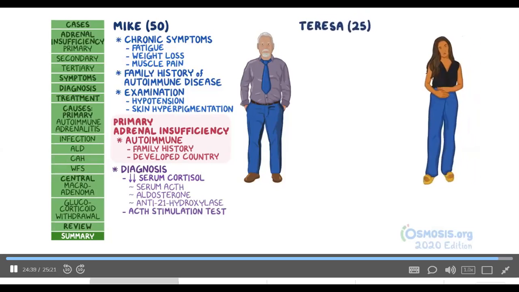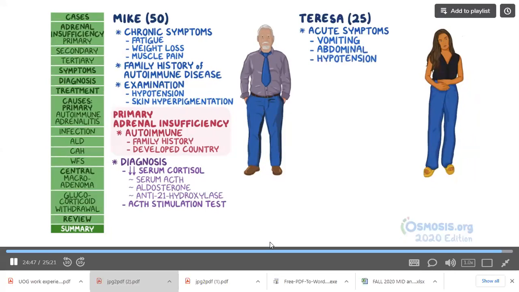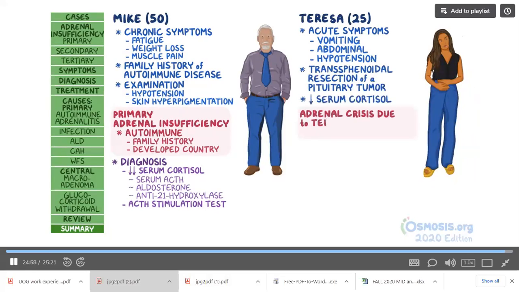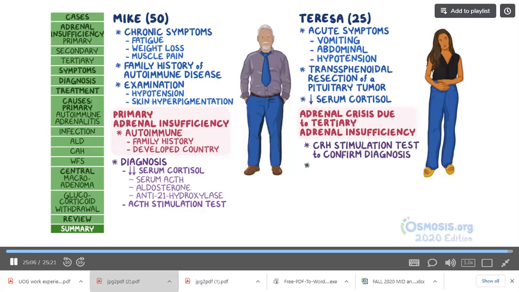Teresa, on the other hand, presented with acute symptoms like vomiting, abdominal pain, hypotension, and altered mental status. Now, these are rather unspecific, but adding the fact that she underwent transphenoidal resection of a pituitary tumor and her low serum cortisol levels suggests adrenal crisis due to tertiary adrenal insufficiency. A CRH stimulation test would be needed to confirm the diagnosis. She was started on IV fluids and hydrocortisone immediately.